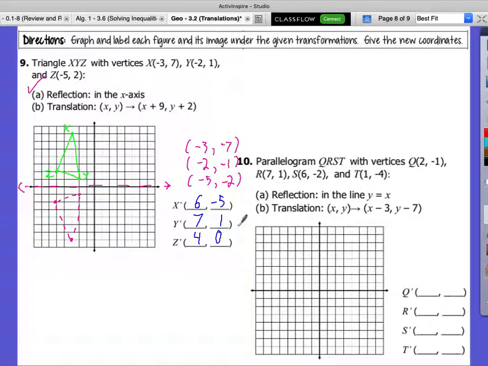So now we'll plot these points and connect the shape just like we've been connecting shapes, with a solid line. So 6 comma negative 5, that's X prime. 7 comma 1, that's Y prime. And 4 comma 0, which is Z prime.